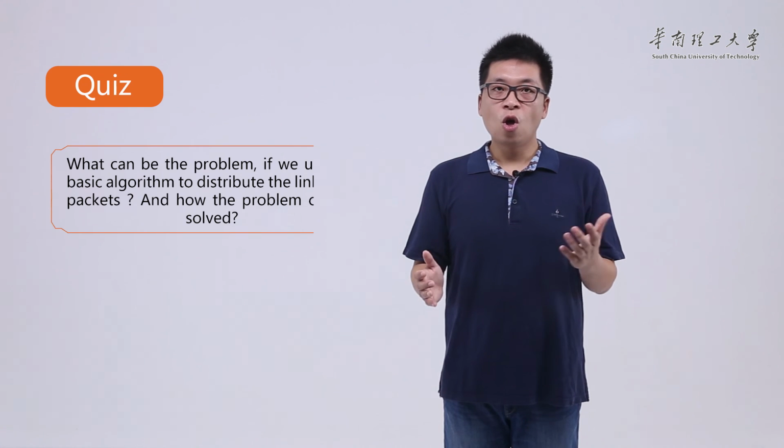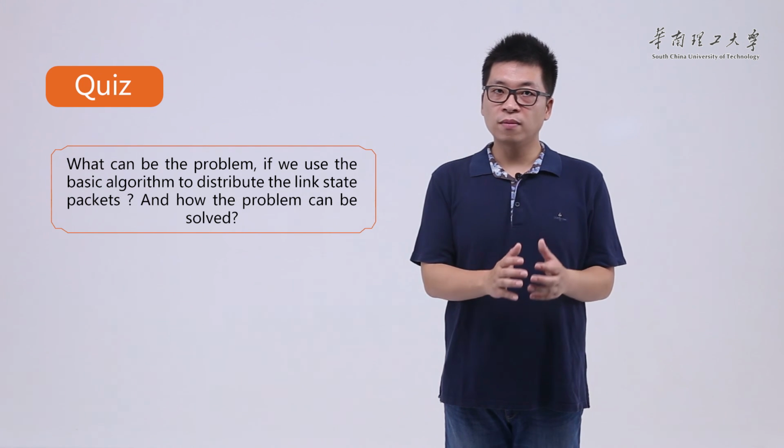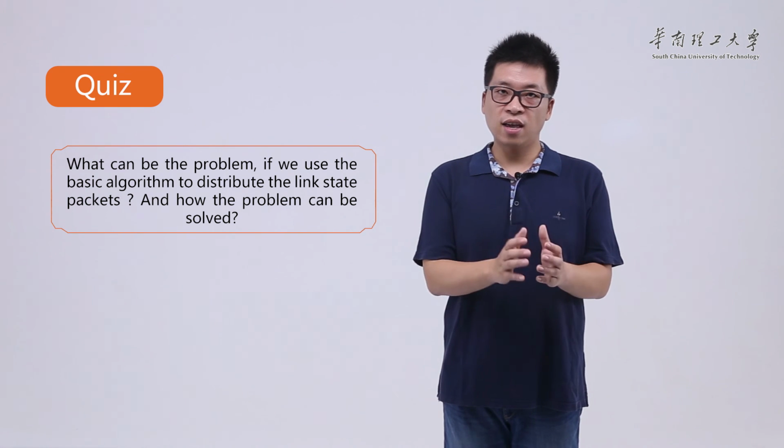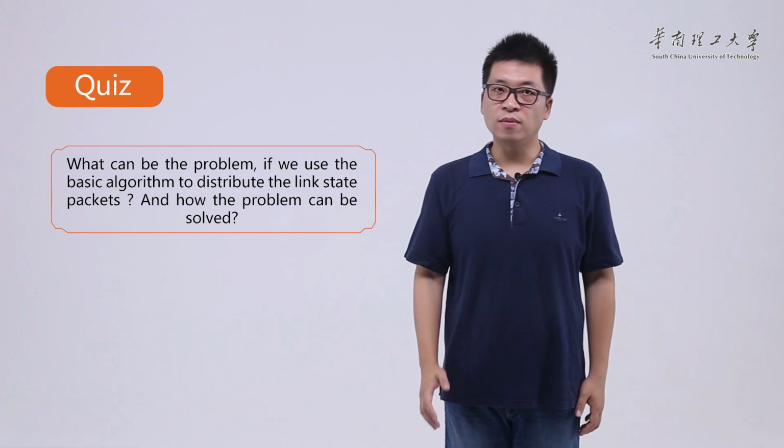At the end of this section, we have a question related to the steps of distributing link state packets in LS routing. What can be the problem if we use the basic algorithm to distribute the link state packet, and how can the problem be solved? Please think about it. That's it for this section.